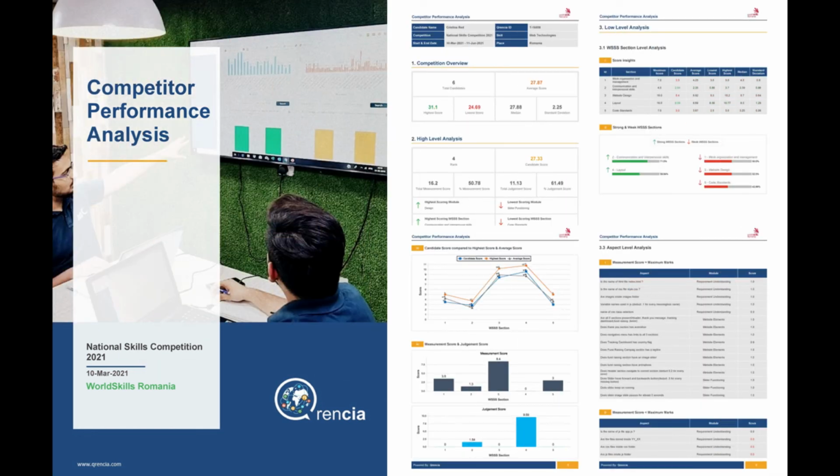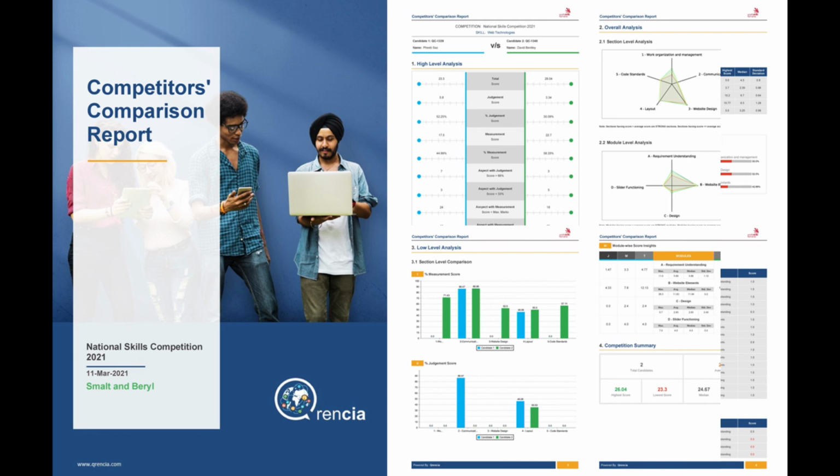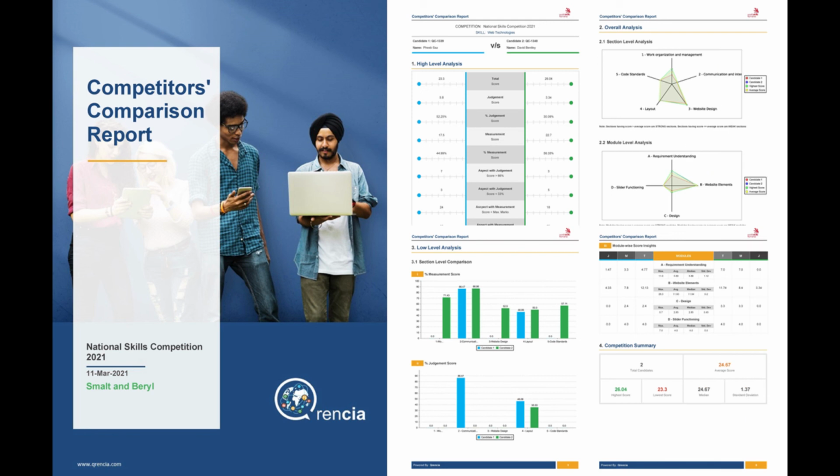On the other hand, the reports generated for the competitor helps them analyze their performance on a criterion to aspect level. It also helps competitors to identify their strengths and weaknesses. Qrencia also provides a competitor's comparison report, which helps the expert to compare the performance of two candidates. Such data intervention not only helps candidate become aware about the skill gap, but also helps experts to fine-tune their preparation strategies.